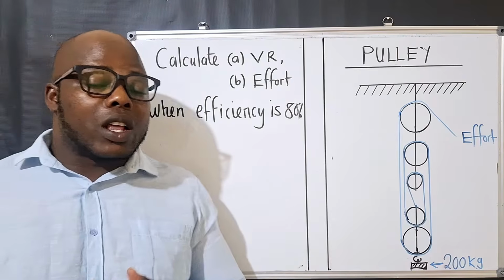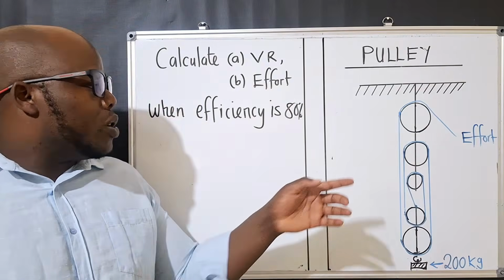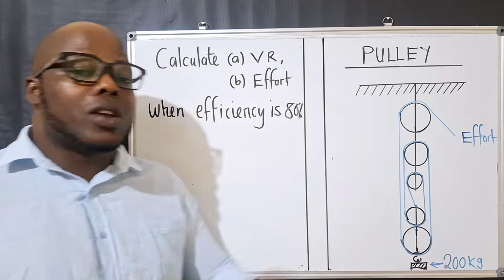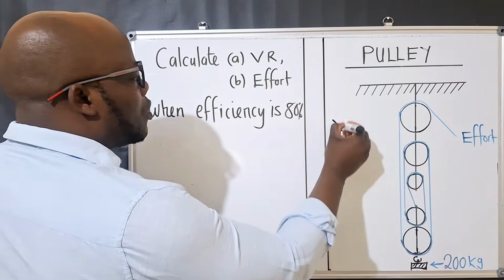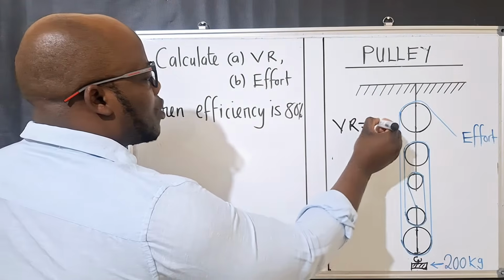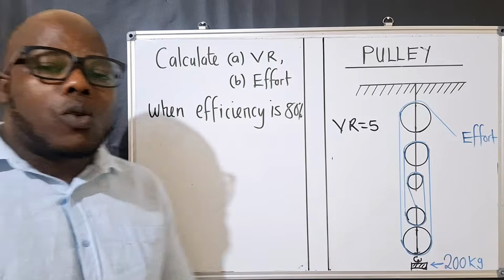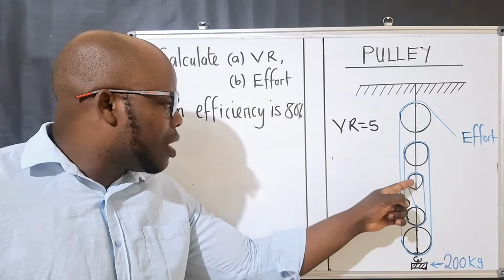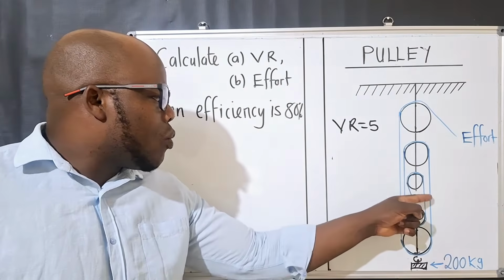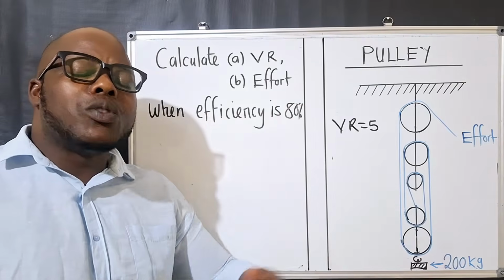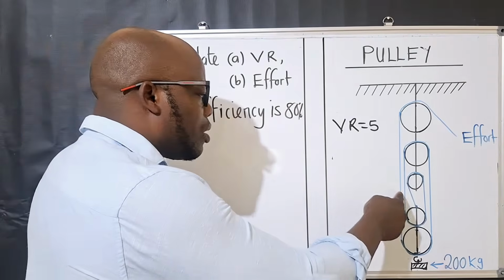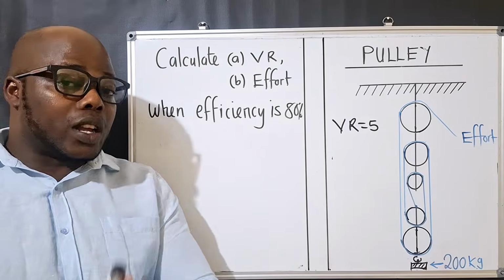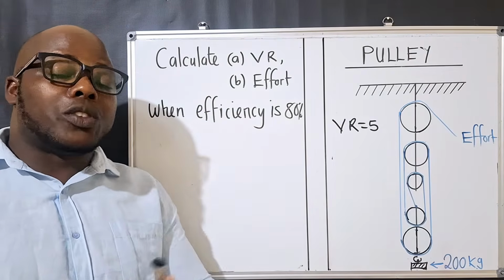For question A, that is velocity ratio, we just need to count the number of strings here. 1, 2, 3, 4, 5. There are 5. So velocity ratio is equal to 5. You just check where there is space. Can you see this pulley under this, where there is this space here? You count the number of strings. So you can see this is 1, 2, 3, 4, 5. That's how you calculate or find the velocity ratio.